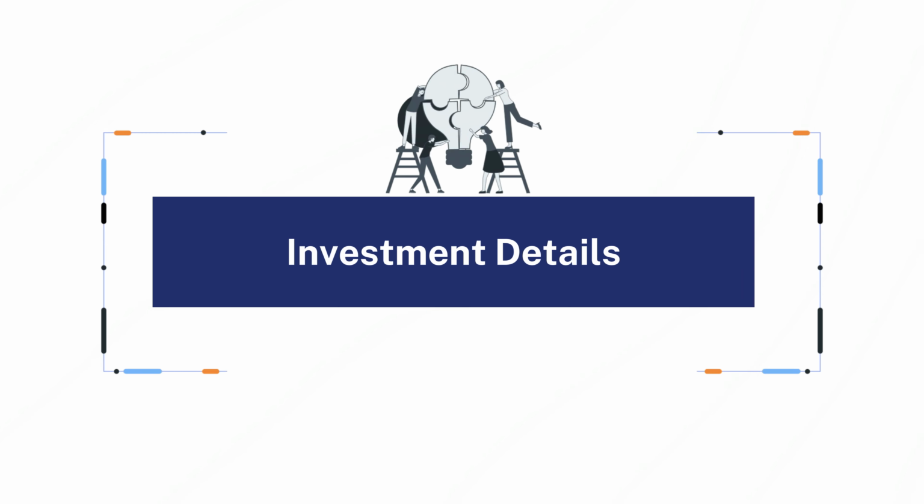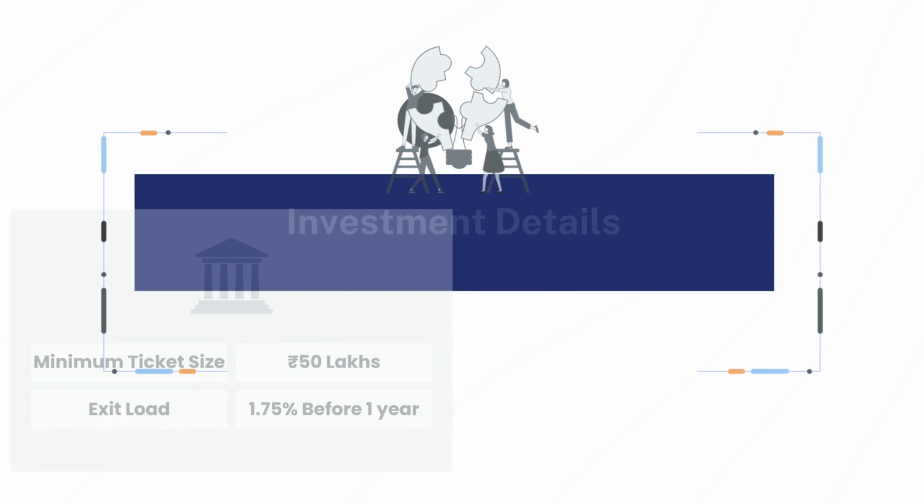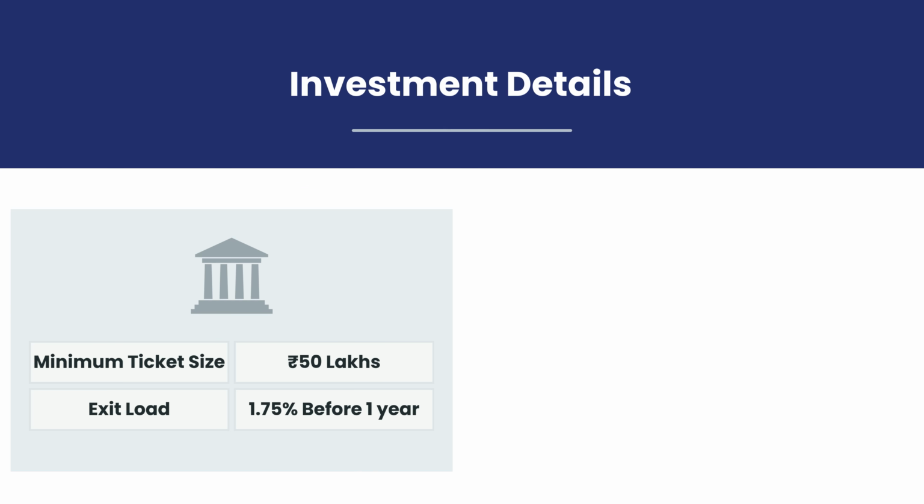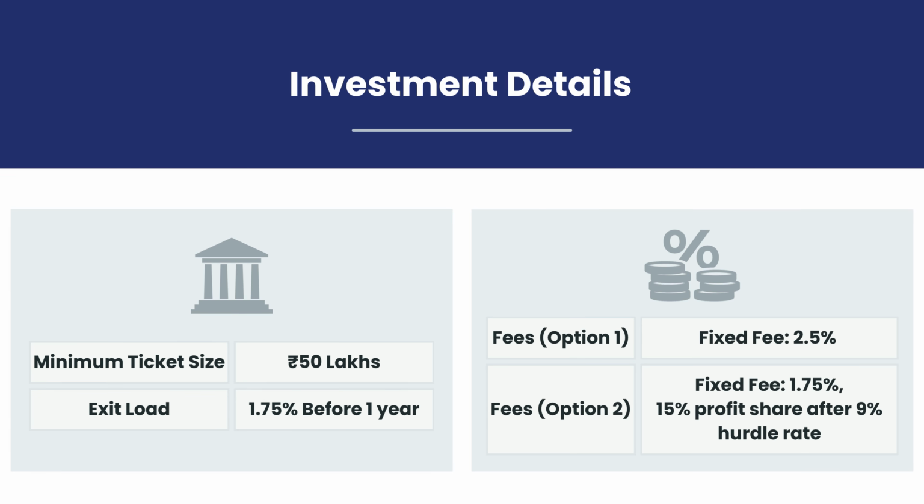Now, let's take a look at the investment details of the fund. The Abakkus All Cap Approach Fund is a multi-cap concentrated PMS scheme with a minimum ticket size of 50 lakh rupees. There is no lock-in period for this fund, but an exit load of 1.5% is payable if units are redeemed within 1 year of the investment. There are 2 options for the fees of the PMS, that is, Option 1, a fixed fee of 2.5%, and Option 2, a variable fee structure with a 1.75% fixed management fee, and a 15% profit share after a 9% hurdle rate.